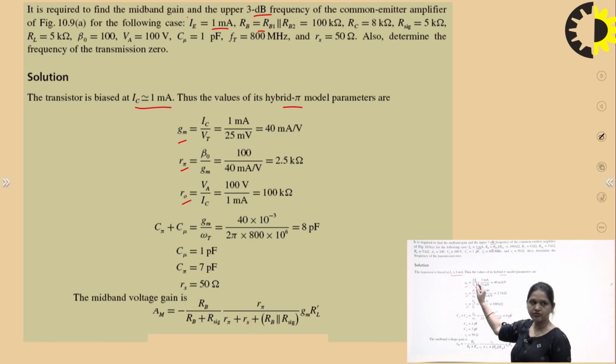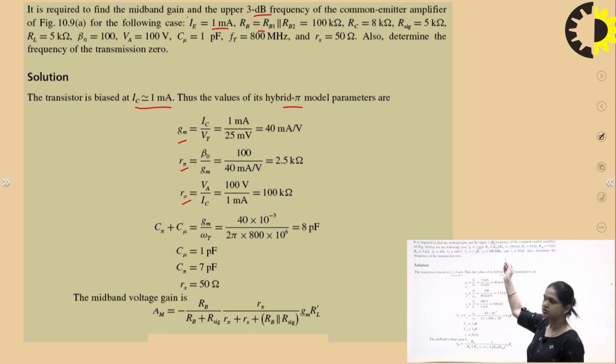We know the formulas, and you have to remember them. So just learn these formulas. gm is equal to IC upon VT, R pi equals beta upon gm, and ro equals VA by IC. All these values are given in your question. So by using these values, you can calculate them.